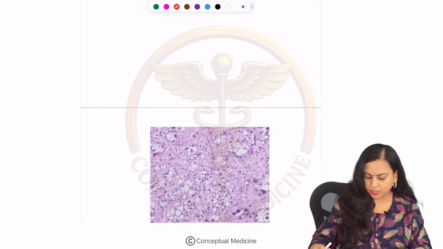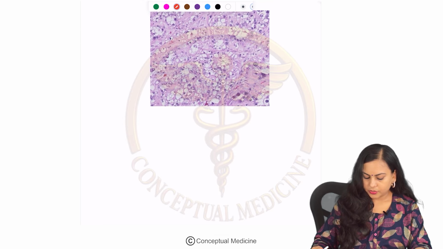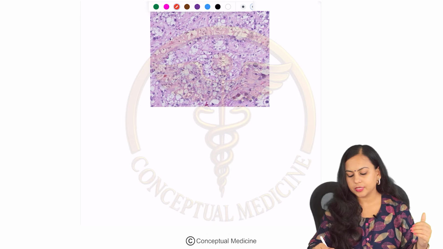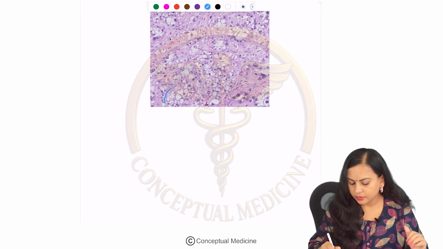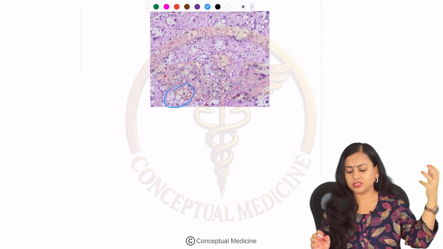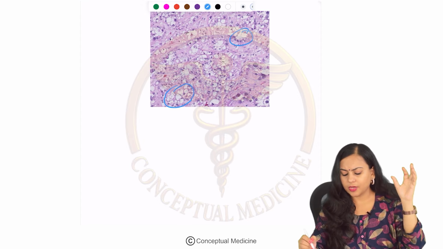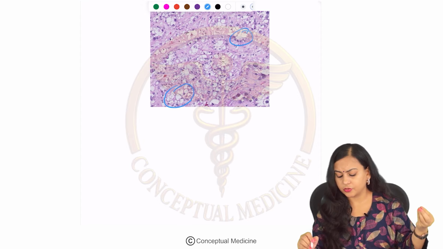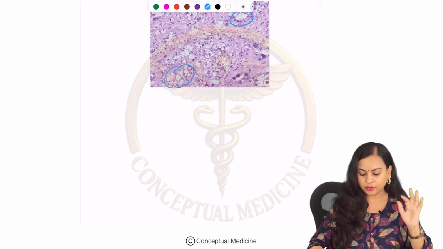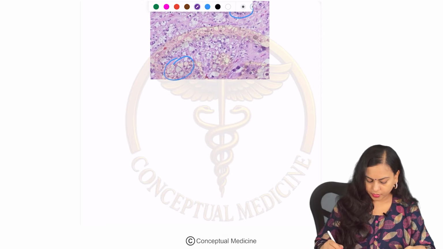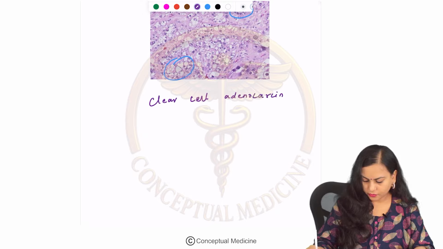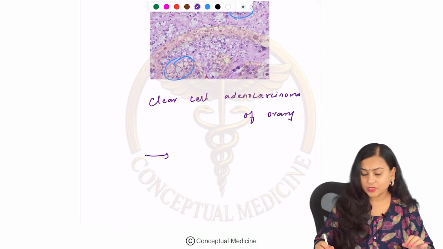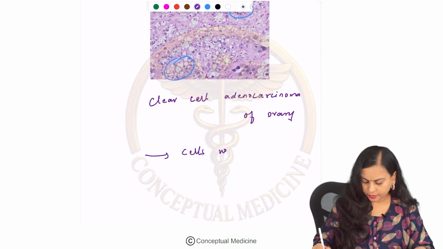so we will offer them unilateral oophorectomy. Okay, and coming to this picture, you are able to see some clear cells, right? That is cells which look like a vacuole, with no nucleus inside. So these are clear cells. So this is a picture of clear cell adenocarcinoma of ovary.